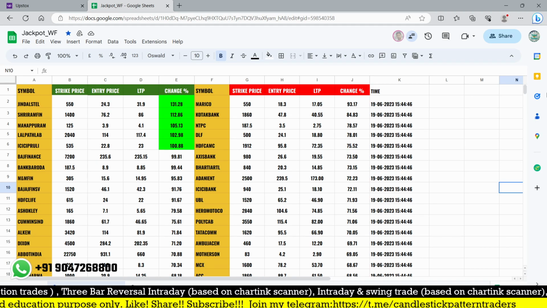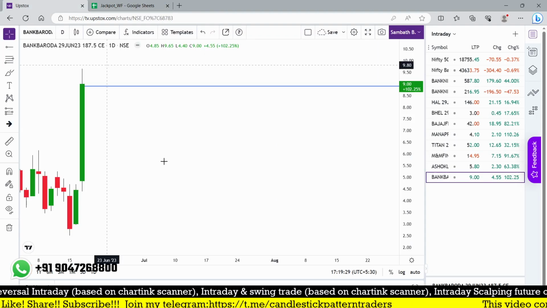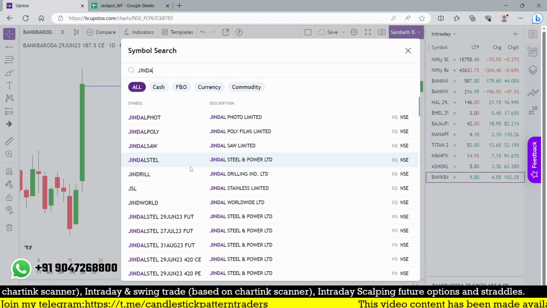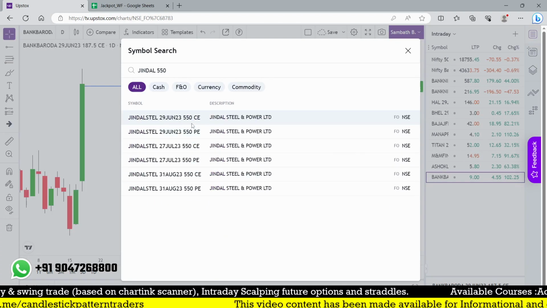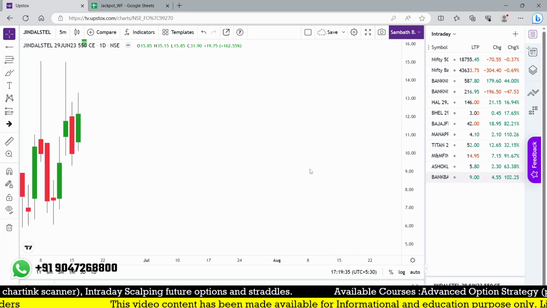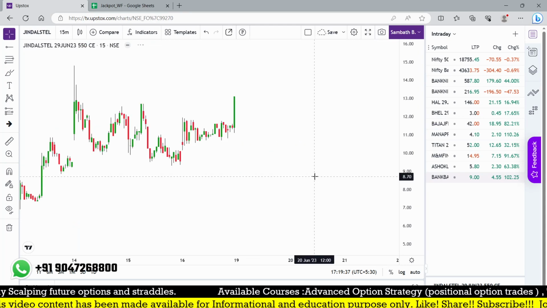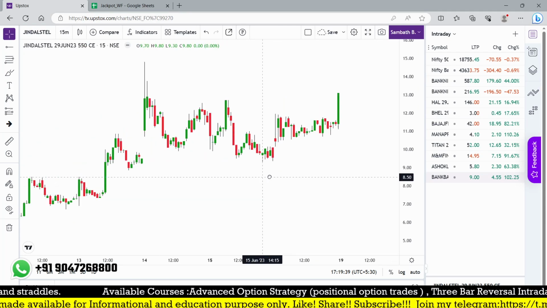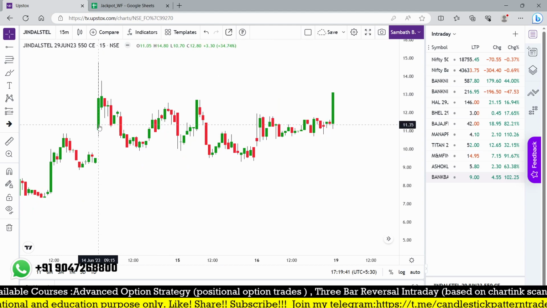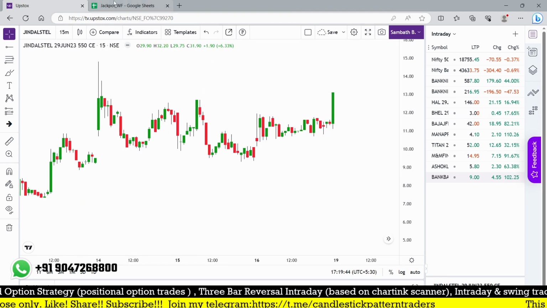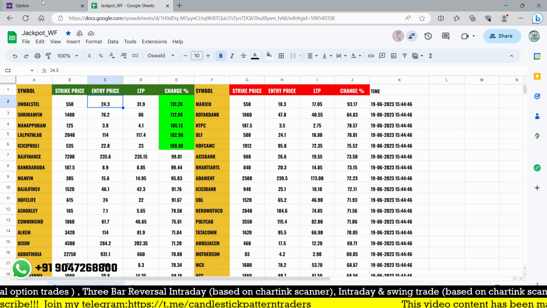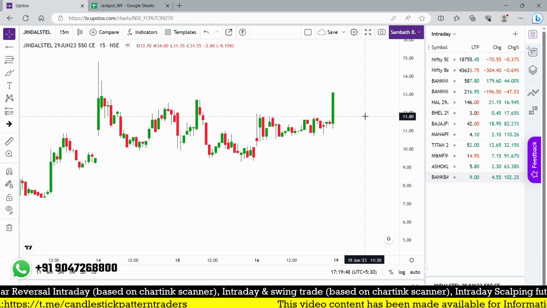For example, Jindal Steel. I'm going to show you the Jindal Steel 550 call option. It's a trigger that happens in the first 15 minutes, so I'm going to open the 15-minute chart. Look at this, here is the first 15 minutes. Our entry point on the 550 call option is 24.3. And what happened finally?